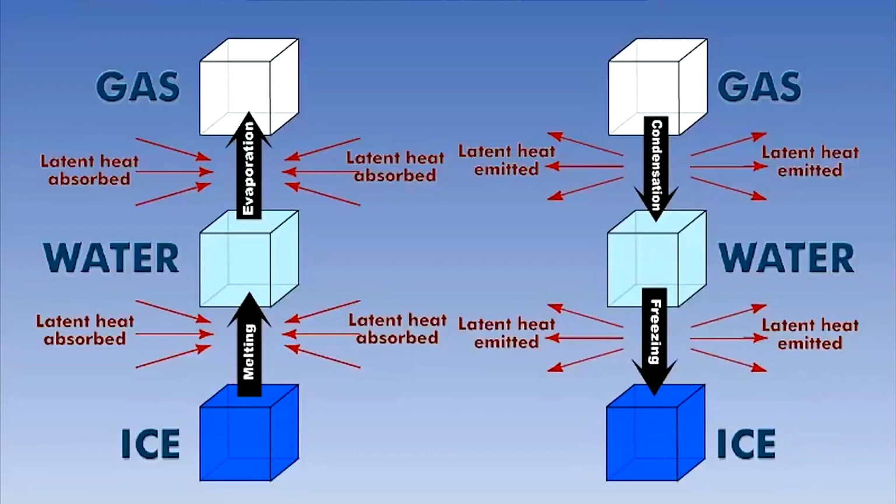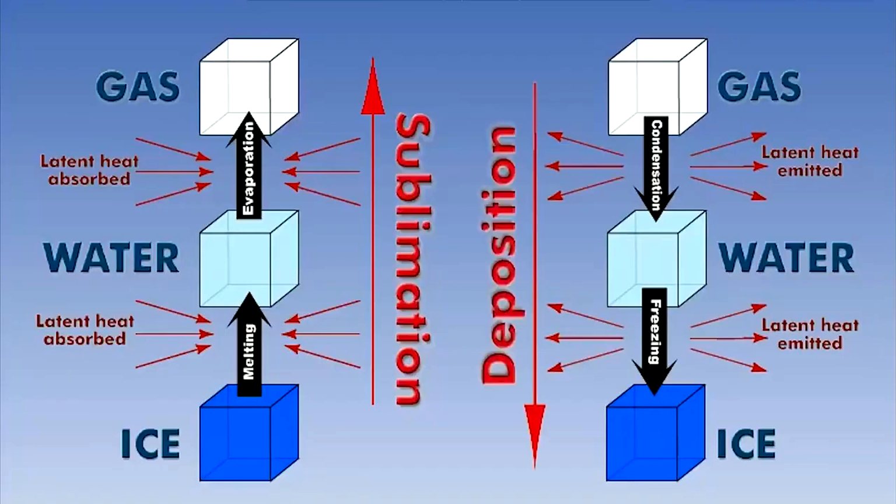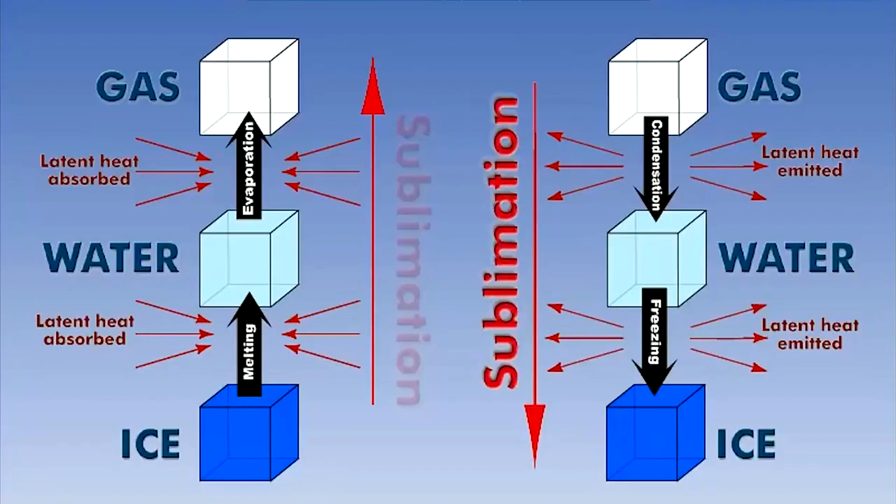There are two other phase changes that we need to mention. These are less common in the atmosphere than condensation or evaporation, but nevertheless are important. When water goes straight from the solid to vapor state, we call it sublimation. Strictly speaking, when water goes from vapor to the solid state directly, it is called deposition. But in meteorology, this change is also called sublimation.